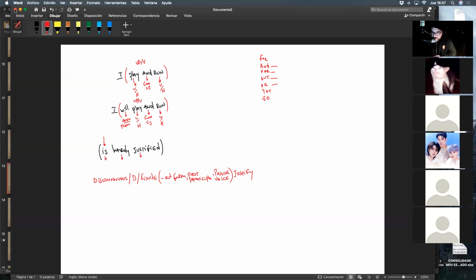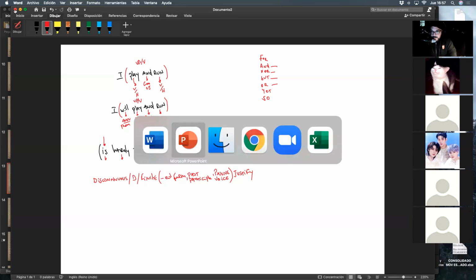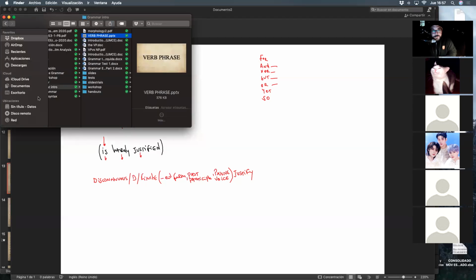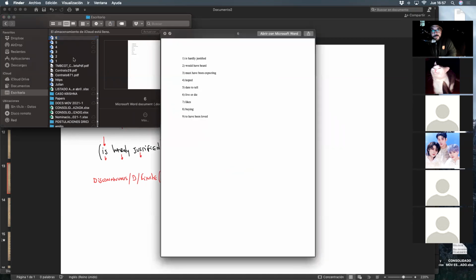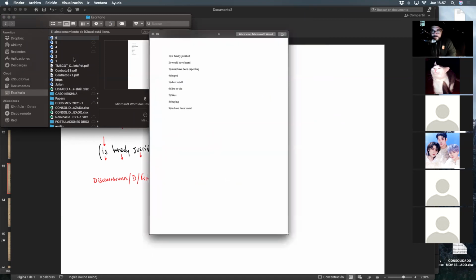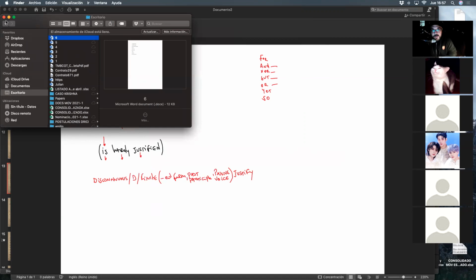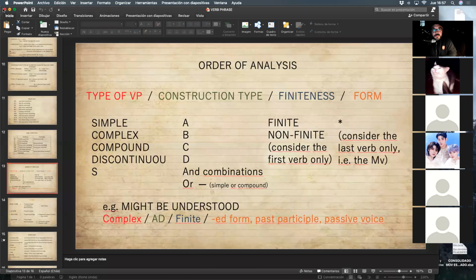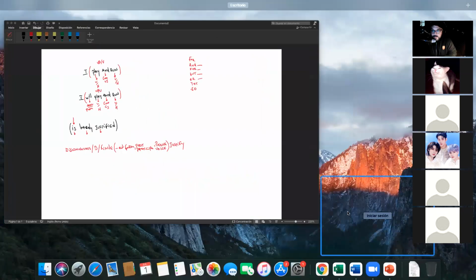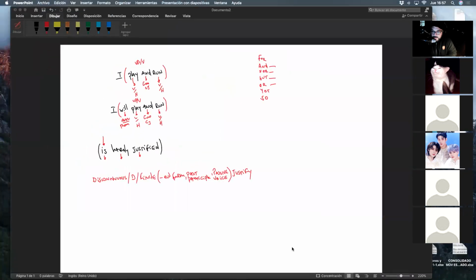Ya, les voy a mandar entonces ahora un set de verb phrases y necesito todos los análisis de ella que lo escriba y lo revisamos después. ¿Ya? Se lo mando de inmediato al correo. Denme un segundo.